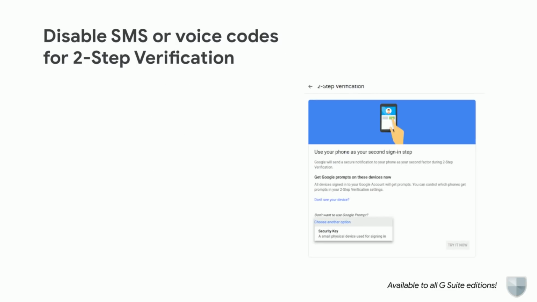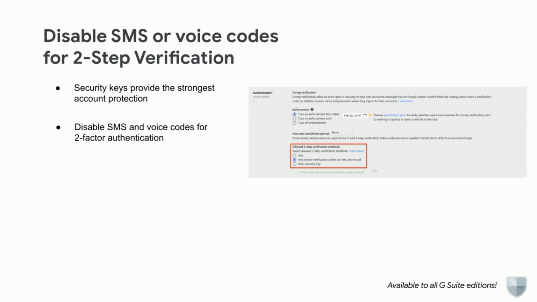And while we're on the topic of 2-step verification, let's talk about the different forms it's available in, like SMS or voice verification codes, the Google Authenticator app, and security keys. We've long advocated the use of security keys for those who want the strongest account protection. And so we're adding an option for you admins to disable your users from using SMS and voice codes for 2-factor authentication. This new policy will give you more control over the security methods used in your domain and increase the security of your users' accounts and their data.